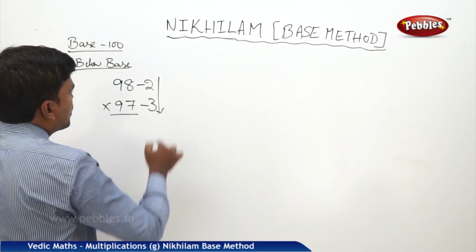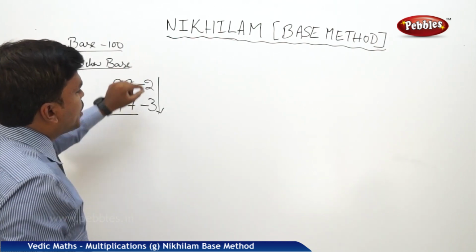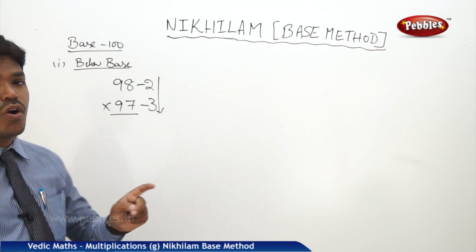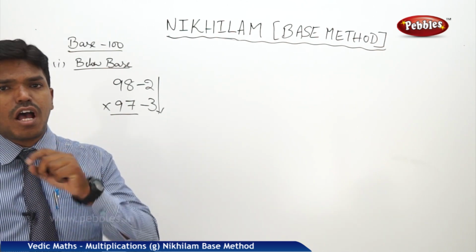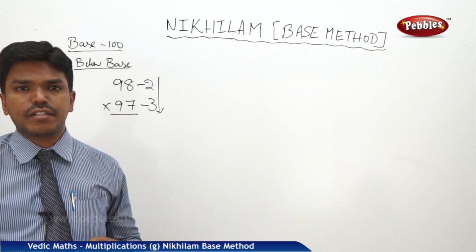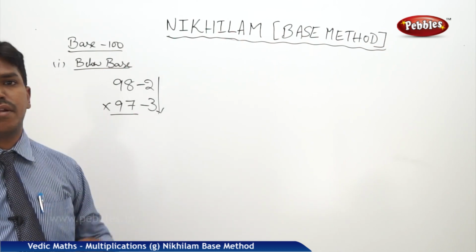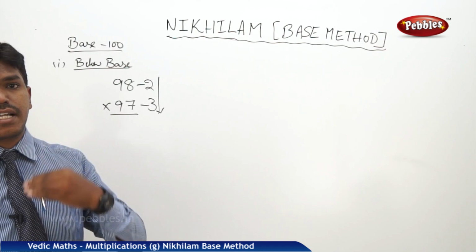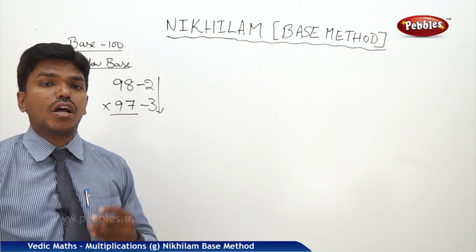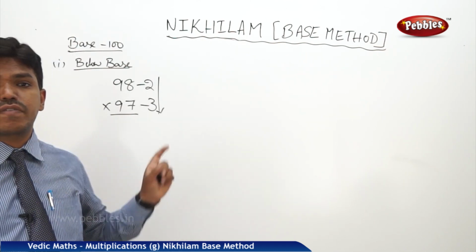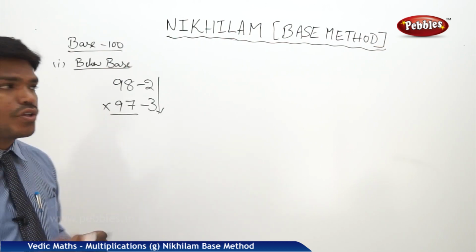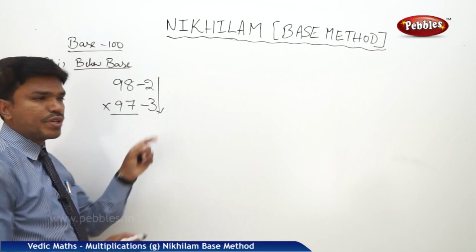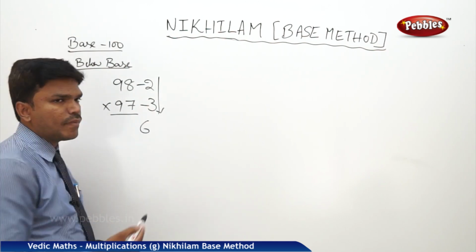So you first multiply both the numbers, 2 into 3. So you tell me, 98: is it less or more when you compare it with the base 100? It is less. That's why I put the symbol minus. How much less? 2. Next 97: is it less or more? It is less only. How much less? 3. That's why I put minus 3. First of all, you need to multiply the deviation numbers. Minus into minus is plus, 2 3s are 6.